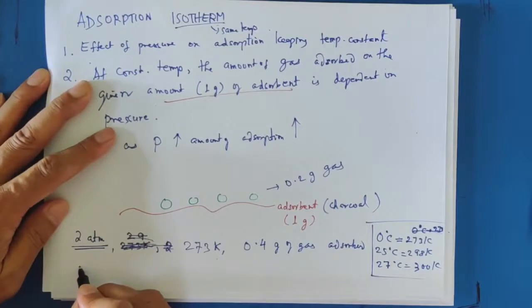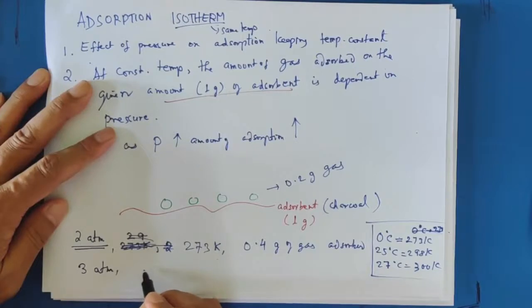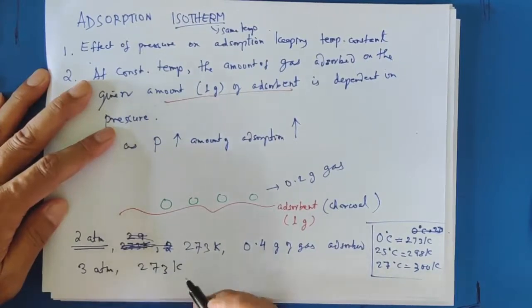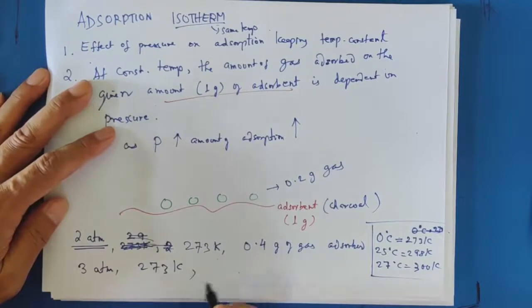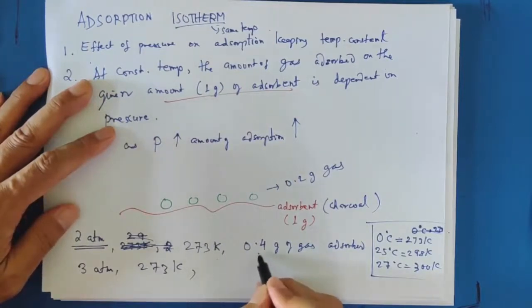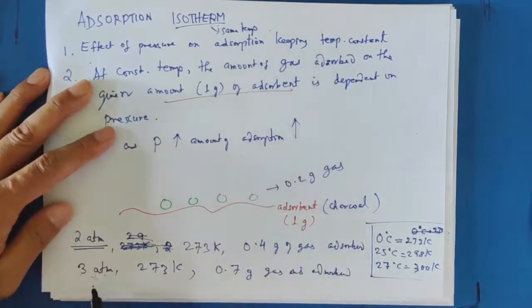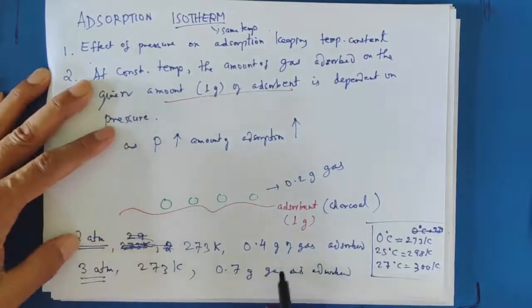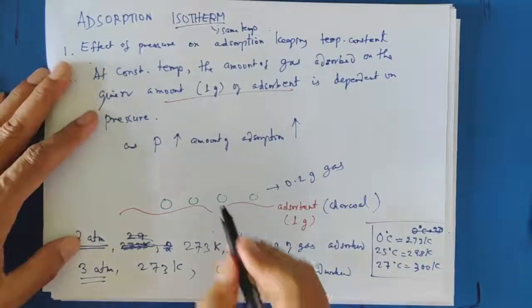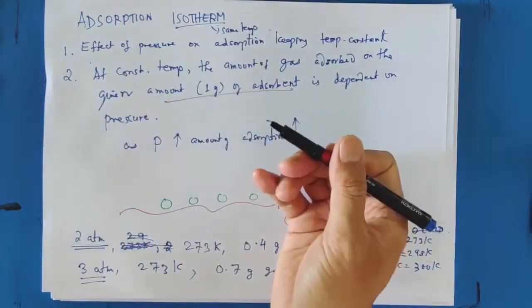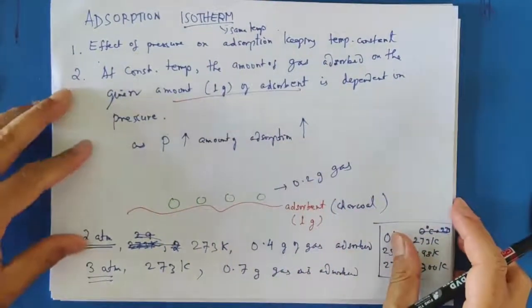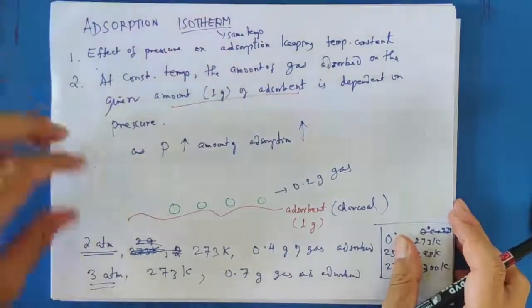Next, pressure increases, let's say to 3, and the temperature is still the same. At constant temperature, you will see again a higher amount of gas adsorbed, say 0.7. Why? Because as pressure increases, the amount of gas adsorbed increases. This is the main idea of adsorption isotherm.